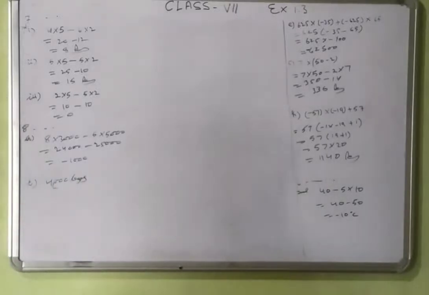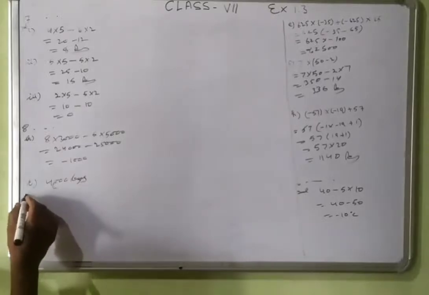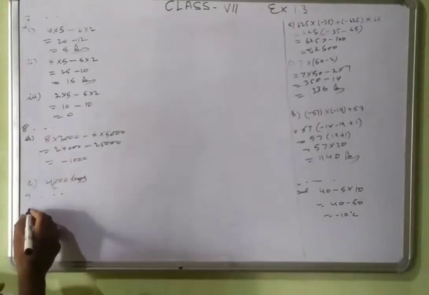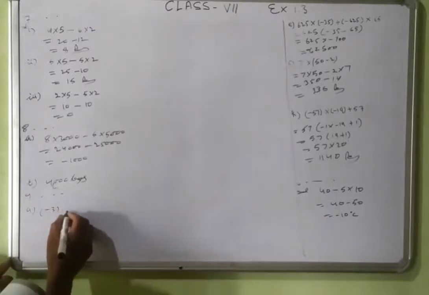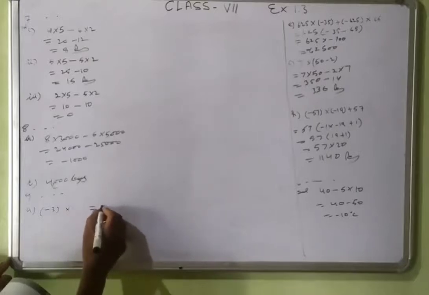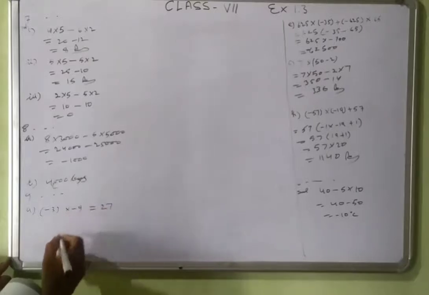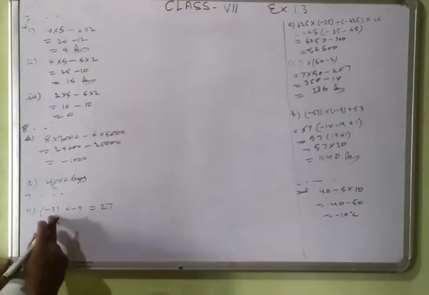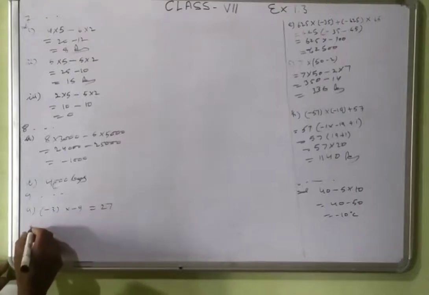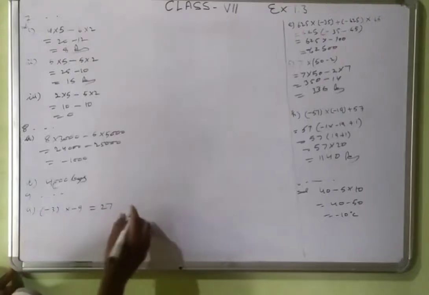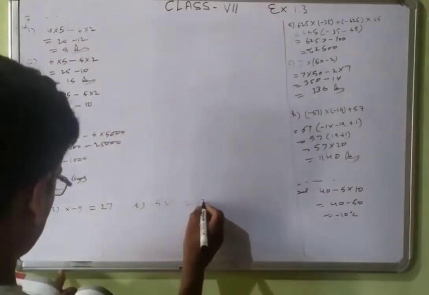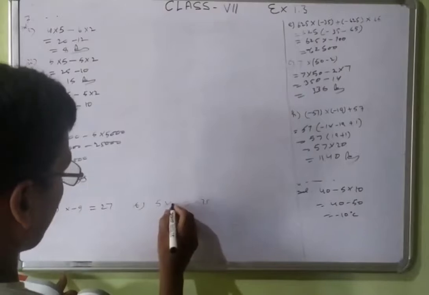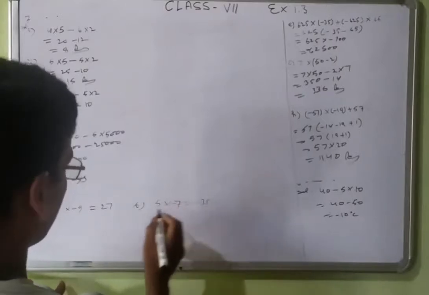Now 9th part. This is very easy. A part, replace the blank with the correct integer to make the true statement. Minus 3 multiply blank is 27. So minus 9 will be there, because minus minus plus, 3 nines are 27. B part, that will be 5 into blank is equal to minus 35. 5 sevens are 35. That is minus.